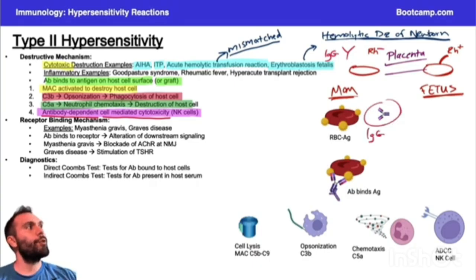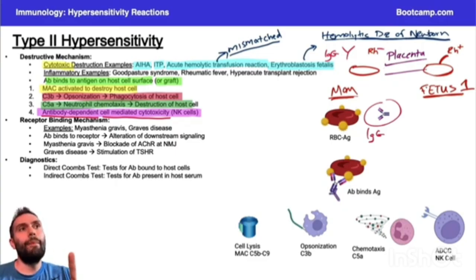If this is the first baby, fetus number 1 that's Rh negative, it's going to take mom a little bit of time to go through class switching to generate IgG antibodies. Remember, her IgM antibodies aren't going to do a really good job of getting through the placenta because they're so big, right? They're pentameric, at least a lot of them are. So this first baby is not really going to get affected.